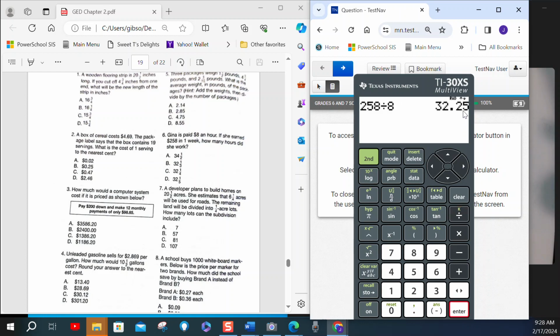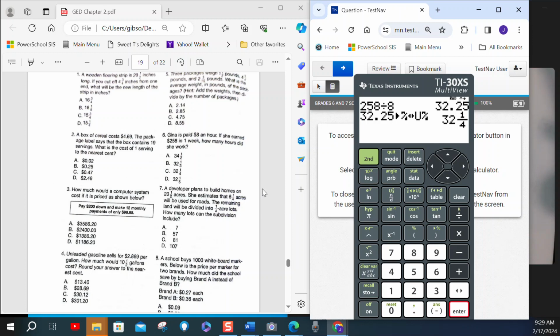She worked 32.25 hours. Now you notice here they have these as mixed numbers. So you'll press second, and then you will press this x10 to the n and press enter. It gives you 32 1/4, which is C.